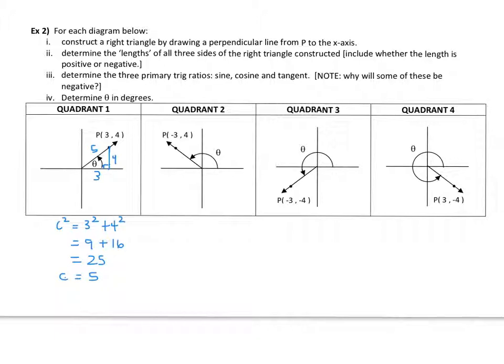Now you'll notice that they're all positive values. The hypotenuse value in my right triangle is always positive. I'm going to the right, so the x value was positive. I'm going upwards, so my y value is positive.